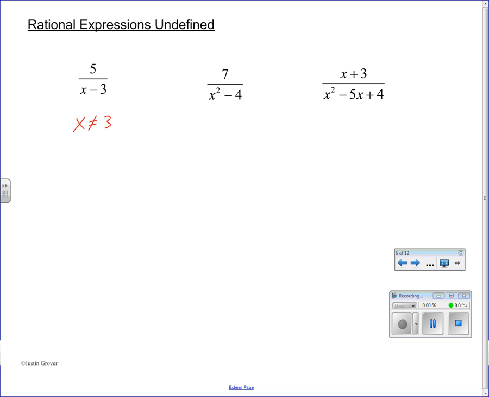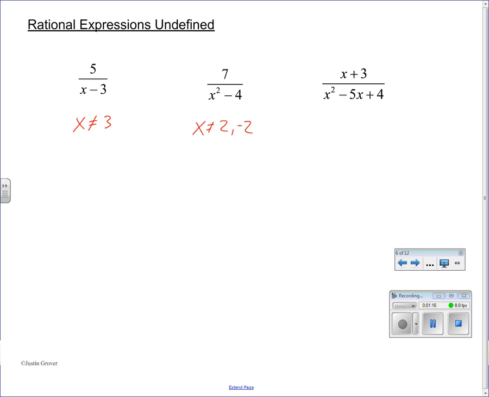We're looking for what x cannot be, which is whatever will result in a 0 for the denominator. Now, when you see x squared in your denominator, that usually means that there's two numbers x cannot be. And so for x squared minus 4, x cannot equal 2, and it can also not equal negative 2.